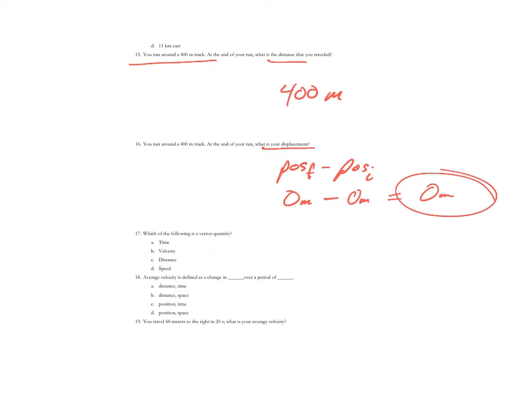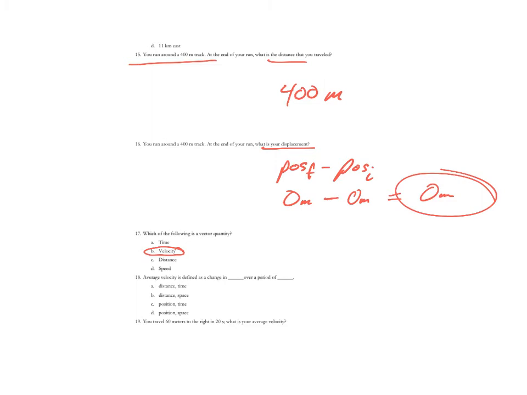Which of the following is a vector quantity? We didn't talk about this, but I will in class. Time doesn't have a direction. It's just a number. It goes forward. You can't go back. Velocity, though, has a direction. Distance does not. Speed is not.